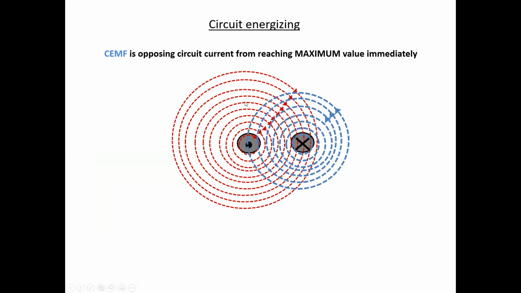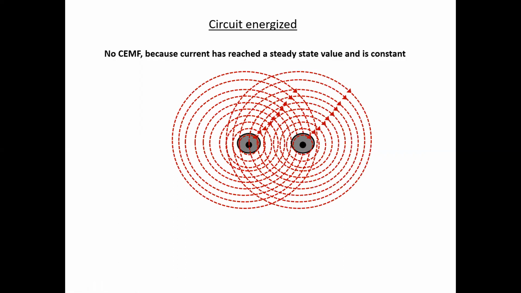But counter EMF is only going to be present when there is relative motion. Remember, relative motion has to do with the increasing value of current. So once the inductor in a DC circuit has reached its peak value of current, or its steady state value, as we refer to it, there would be no counter EMF. And the reason there's no counter EMF is because there is no relative motion of magnetic flux on each of the turns of conductor in the coil. Remember, counter EMF is only produced when there's relative motion between magnetic lines of flux and a conductor.